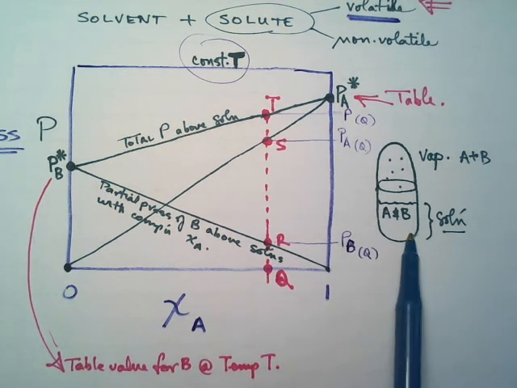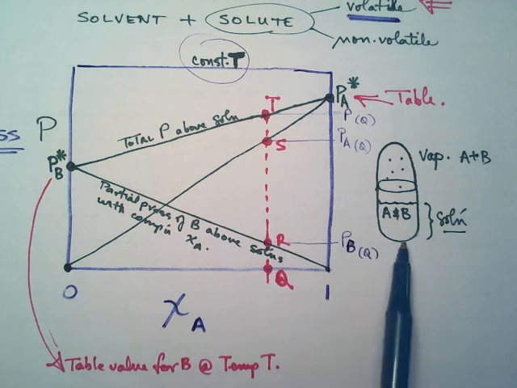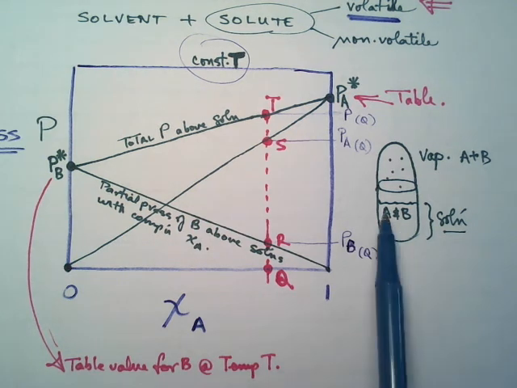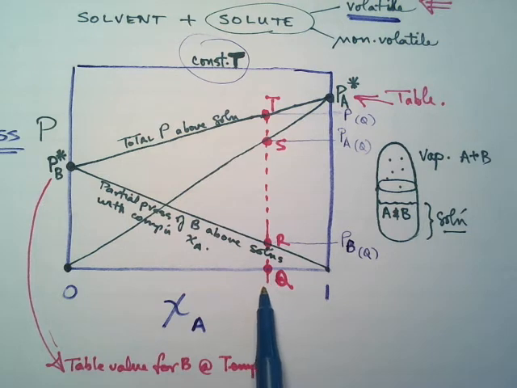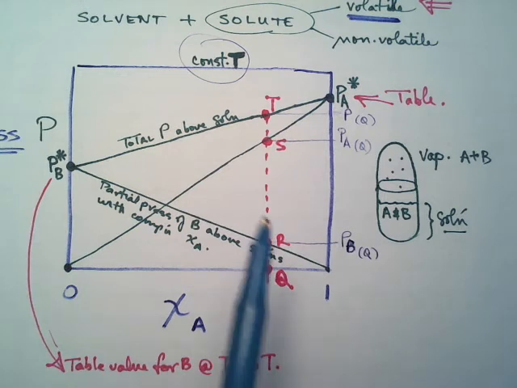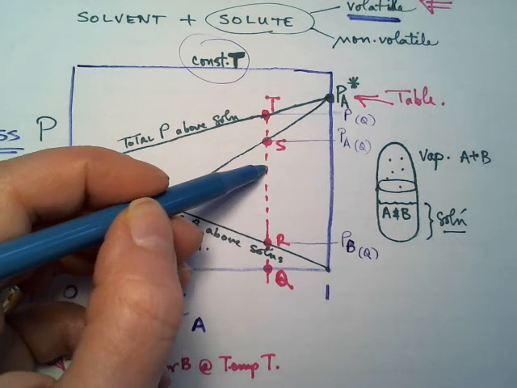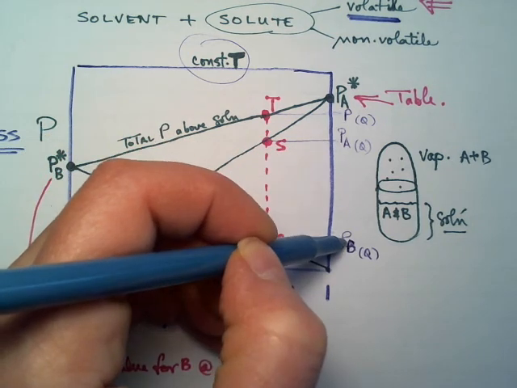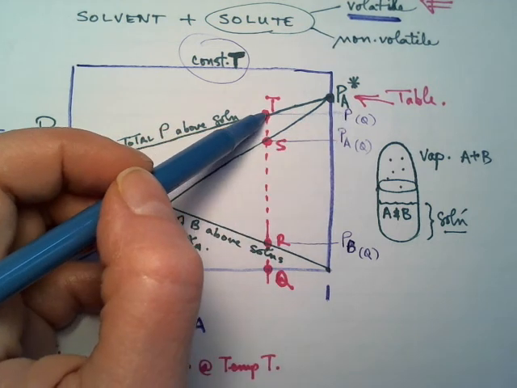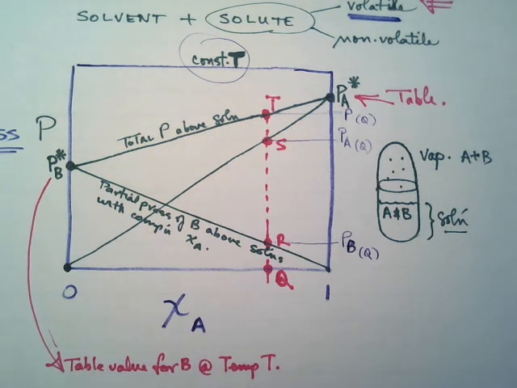So I have a solution of A and B closed at this temperature. The liquid solution, not the vapor, but the liquid solution is this composition Q. The partial pressure of B above this solution is this value. The partial pressure of A in the vapor above this solution is this value. And the sum of PA and PB is P, or the total vapor pressure above the solution of this composition in the liquid.